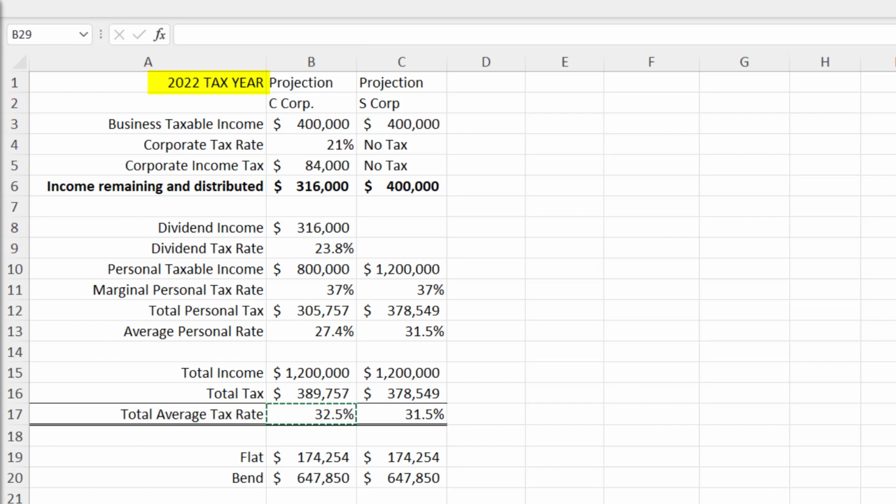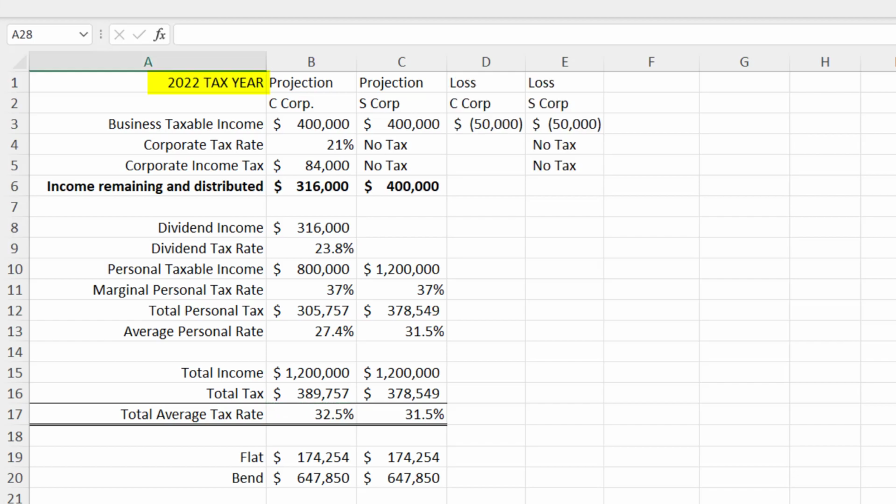What happens if she has a loss in the first year of business? We can just take that assumption and pop it in here. As a C corporation, she'll have no tax because she has no taxable income. As an S corporation, she'll also have no tax because there never is a tax. There is nothing to pass through. There's no dividend income. Because there's no dividend income, we don't need to worry about a dividend tax rate. And her personal tax is her husband's salary, in this case, $800,000. The marginal tax rate is still 37%.